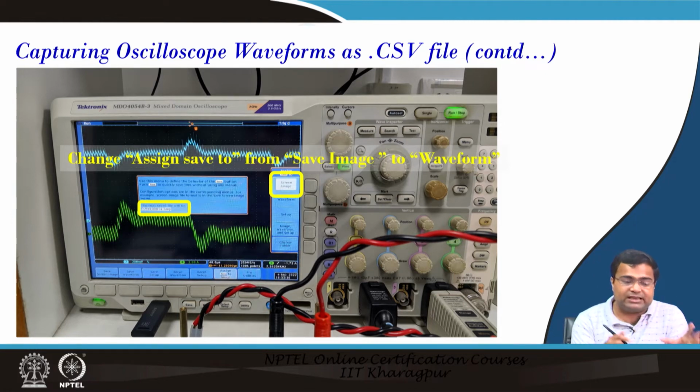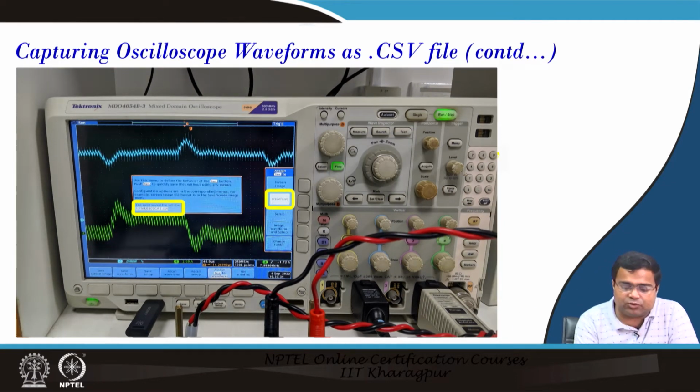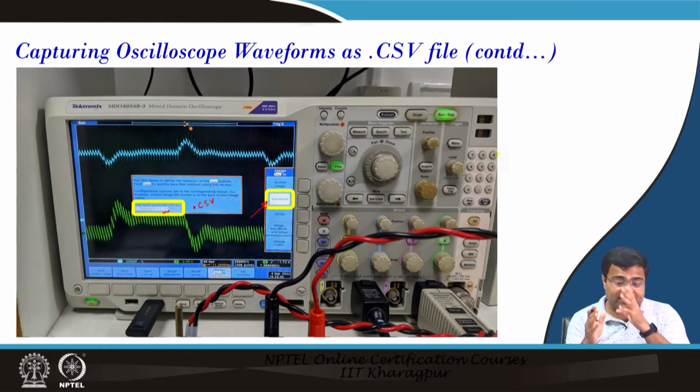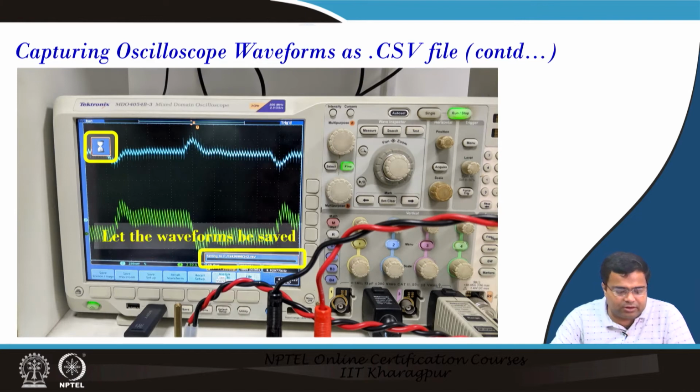Now, we want to change from image, because we have shown the image of the simulation result and the image of the experimental result in the previous lecture, but now we want to take the data and plot it with a single command. So, then we have to change to waveform. When you change to waveform, the file extension will be shown as .csv, which is like an Excel data file. Then you go for the save. When you say save, this is the button that you have to press.